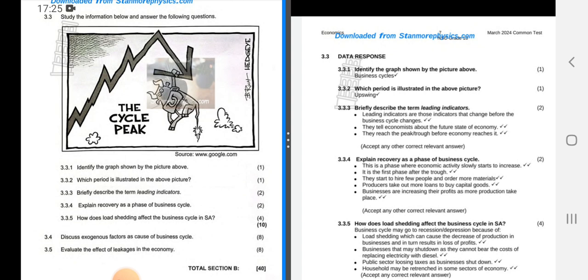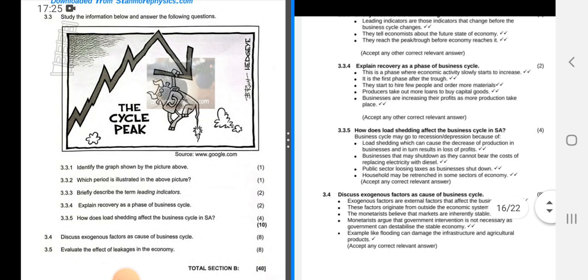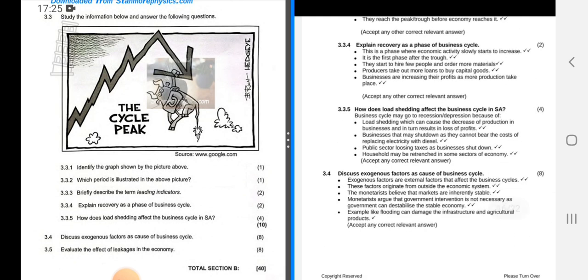They start to hire a few people and order more materials, and producers take out more loans to buy capital goods, and businesses are increasing their profits as more production takes place.